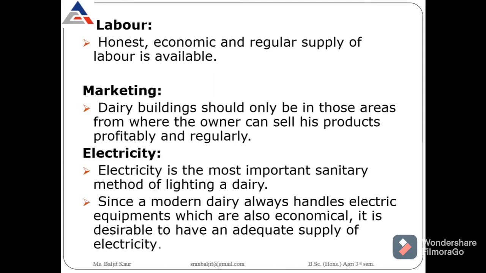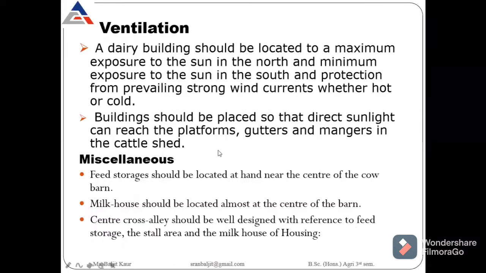So the dairy building should be nearer to market, or easily accessible to the markets. Then electricity, it is the most important sanitary method for lighting a dairy. There are many electric equipments for milking of cows, right? And we need electricity. So electricity supply should be there in the cattle shed.